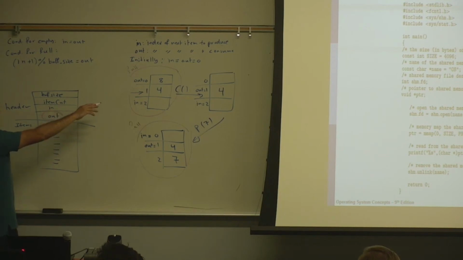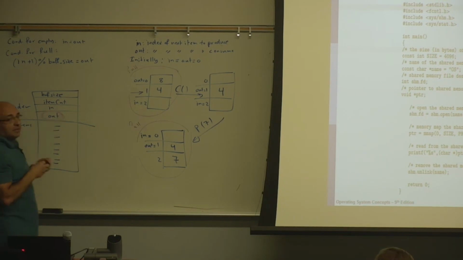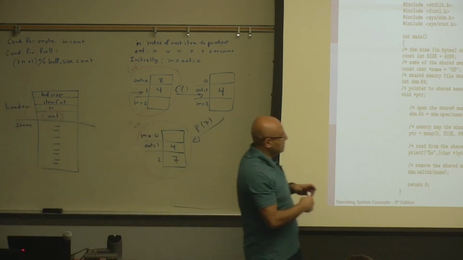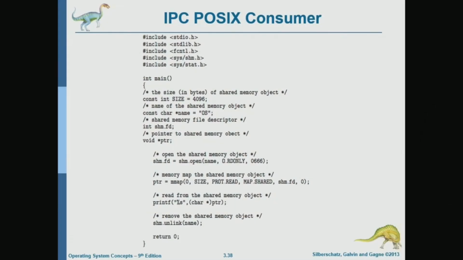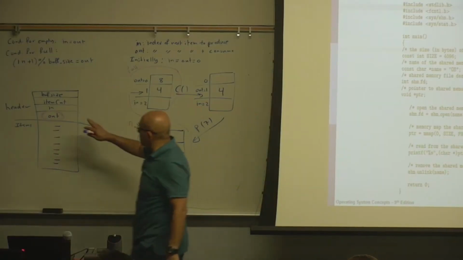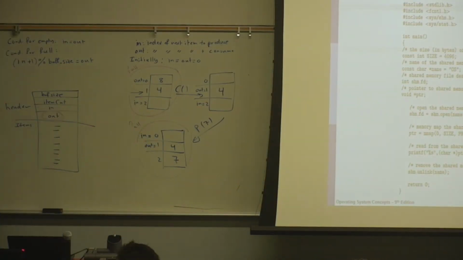Because here, whenever the consumer consumes something, it needs to modify out. So if in the assignment we open with read only, it's not going to work. In fact, our consumer is not going to touch any of the values, so it's going to read everything. Everything will be read only, fine, except the out. This particular number will be modified by the consumer.